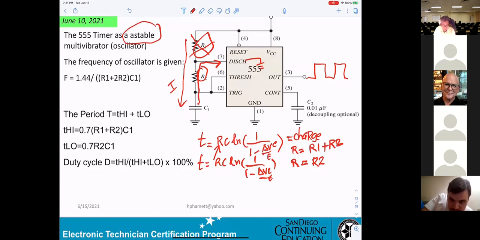Okay, so in here they already give you the formula. If you want to calculate the F, it will be equal 1.44 divided by R1 plus 2R2 times C1. You want the period T equal T high plus T low. T high equal 0.7 times R1 plus R2 times C1. T low, you only get 0.7 times R2 times C1, and a duty cycle, everything. Okay?